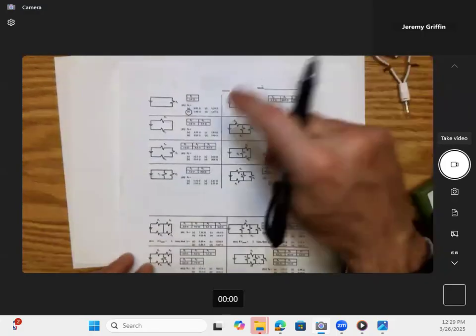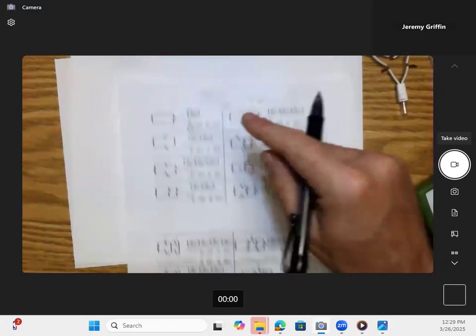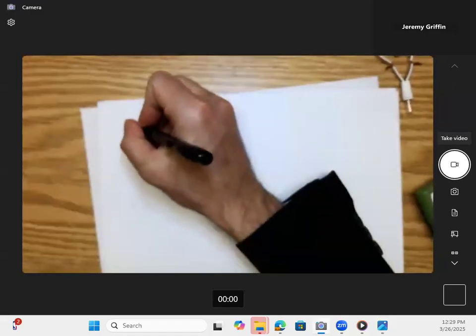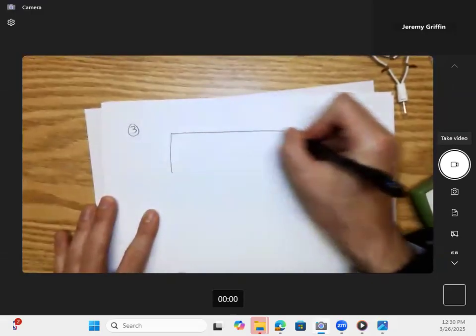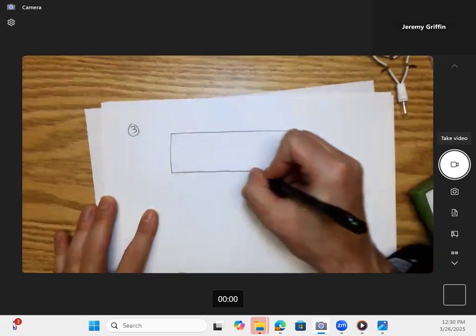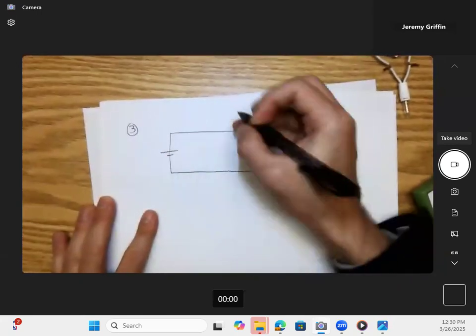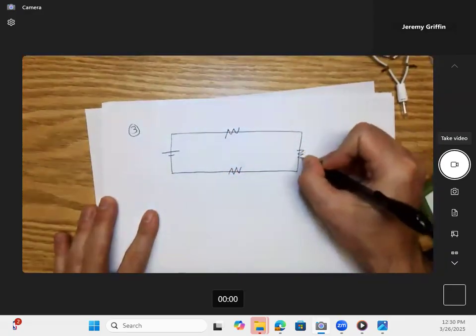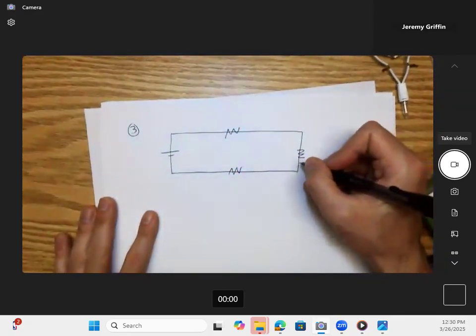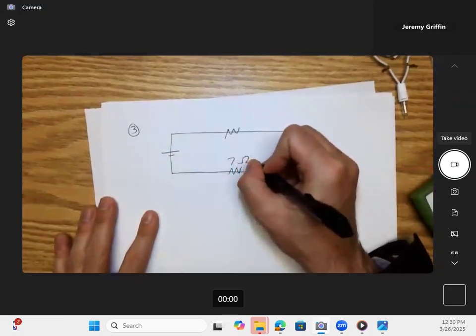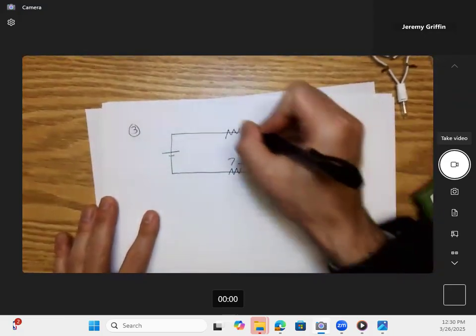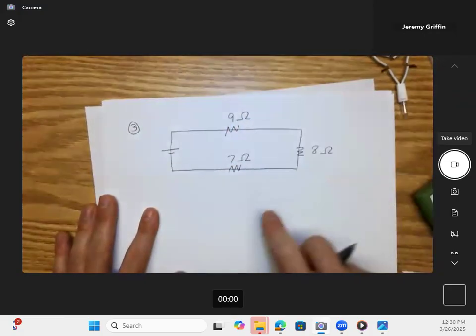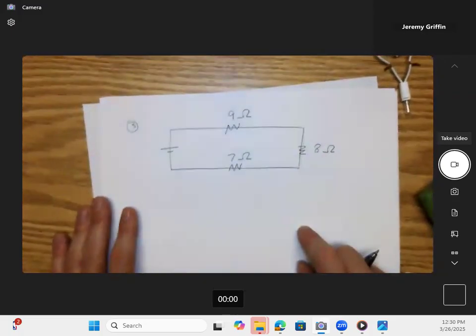Now, number 3, I think we did in class yesterday, but I'll just do this one real fast again. So we've got number 3, which you probably have answered already anyway. I've got 3 resistors, and I'll throw my numbers in too. I've got 7 ohms right here, 8 ohms, and 9 ohms. And guys, those 3 resistors are all in what with each other?